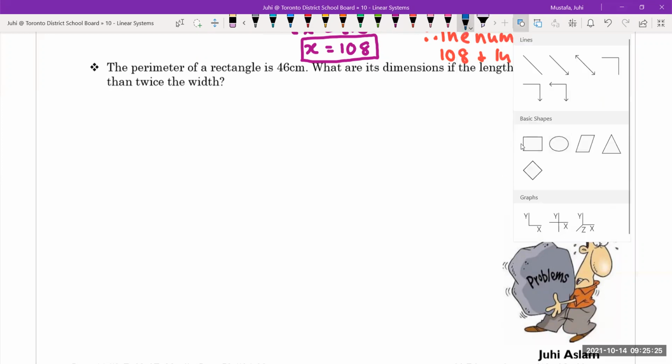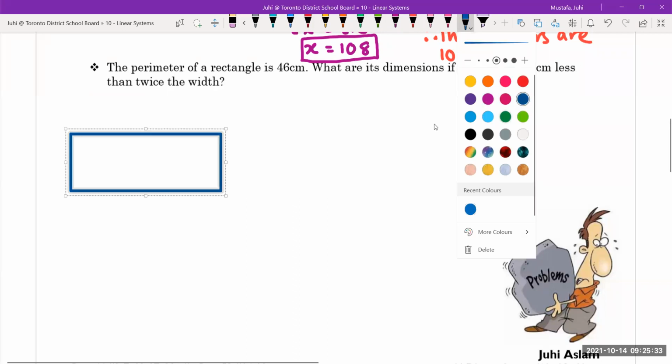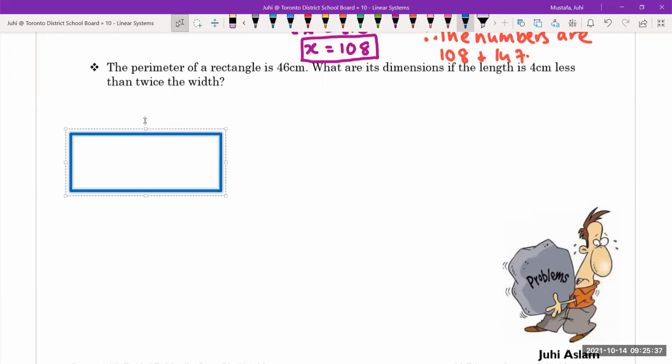Okay, so let's draw a rectangle first. And you guys probably remember from elementary or middle school, when you have a shape like this, what do you call the larger side? Hershey? Yeah, the larger side is always the length and the smaller side is always the width.